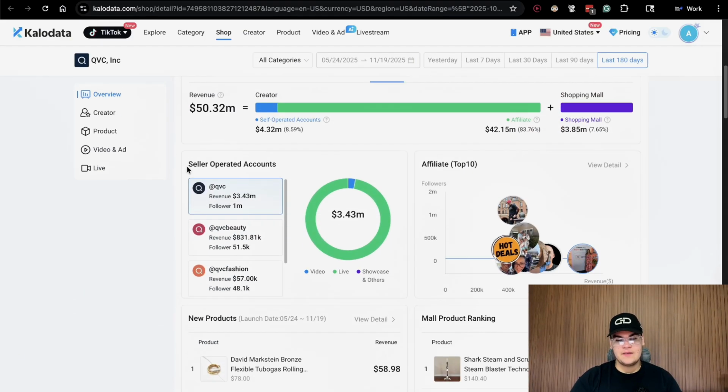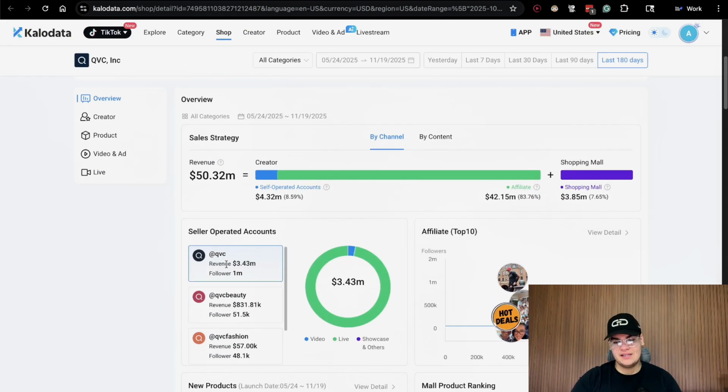They're killing it. So here we can see their affiliates. You can see right here that they have self-operated shops: QVC, QVC Beauty, QVC Fashion. A self-operated shop is basically, so QVC is actually a TikTok shop account, or TikTok account, sorry, that's directly affiliated with the brand itself.